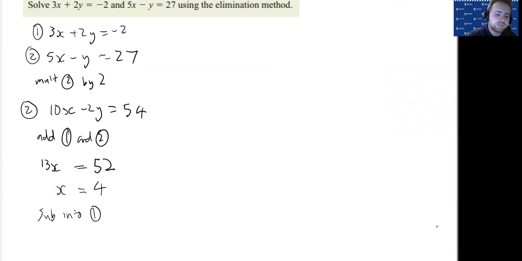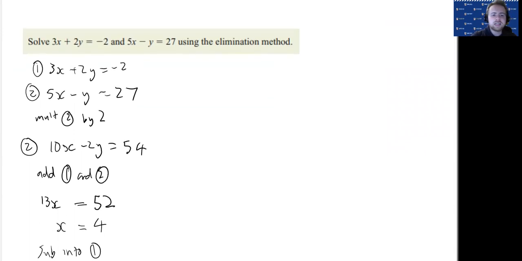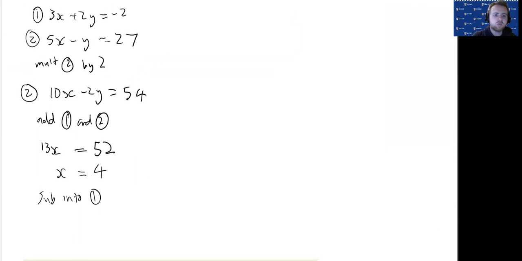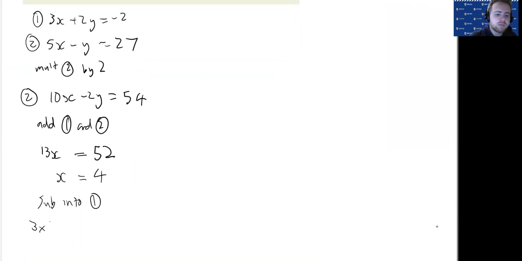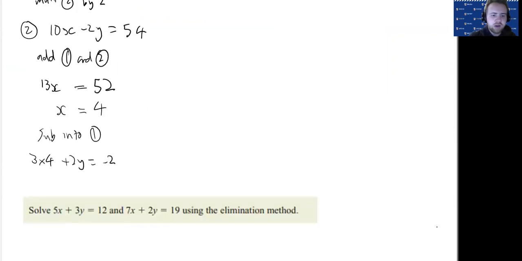sub into 1. Okay, so I replace x with 4 in equation 1, so it becomes 3 times 4, okay, plus 2y equals minus 2. So that equals 12. If I take away 12 from both sides, I get 2y equals minus 14. And then y is going to equal minus 7. So therefore, x equals 4 and y equals minus 7.